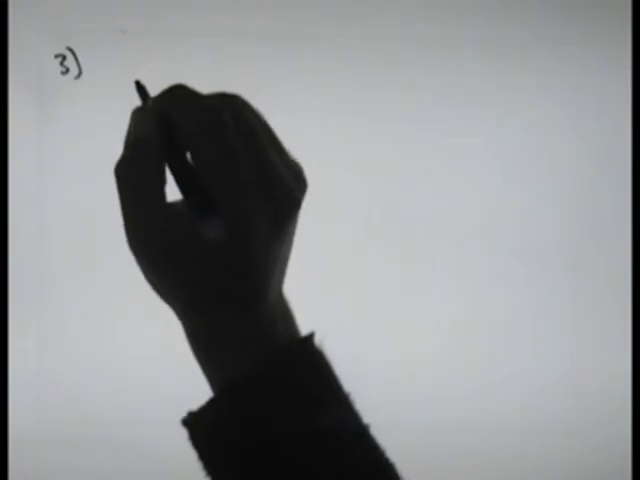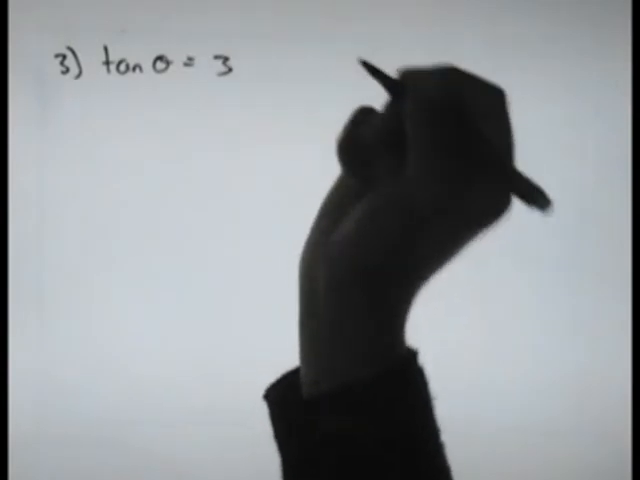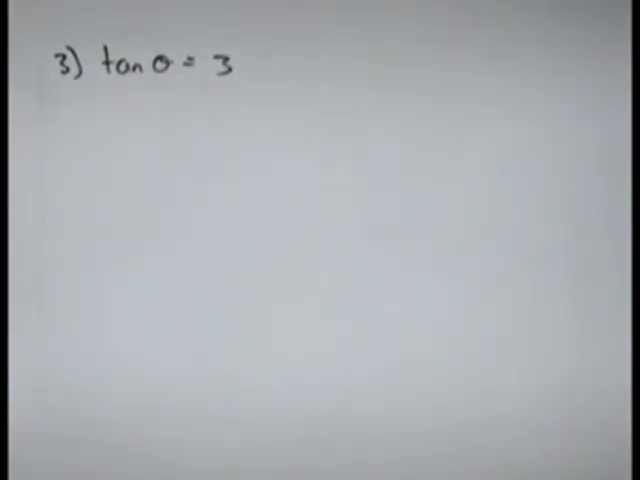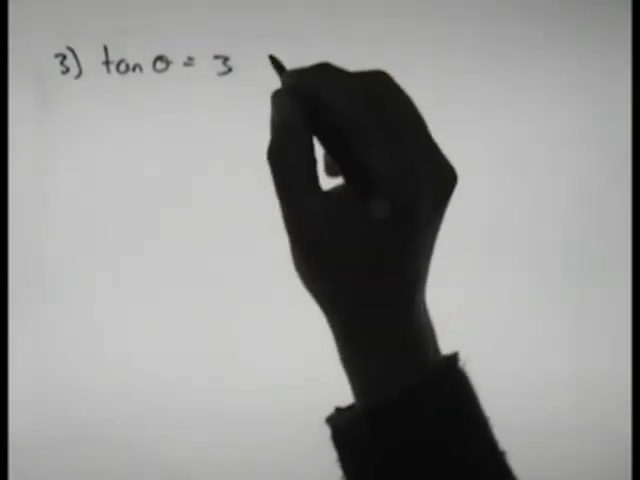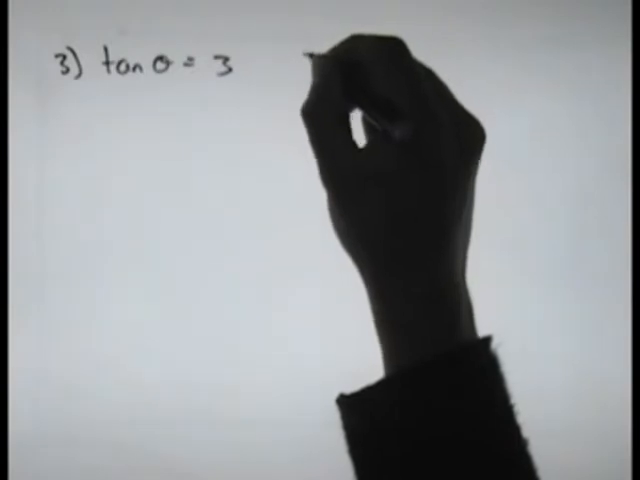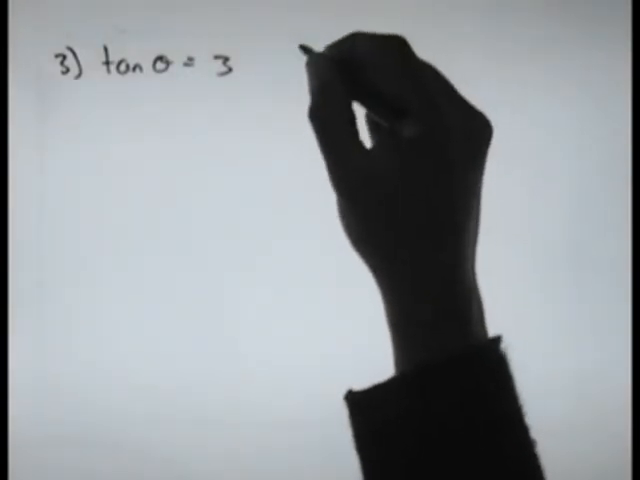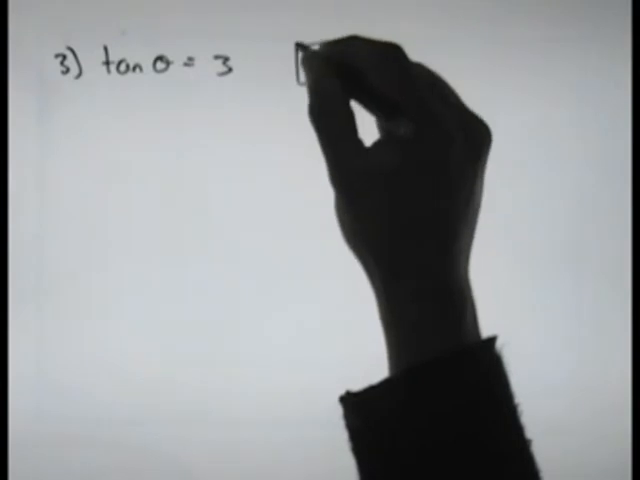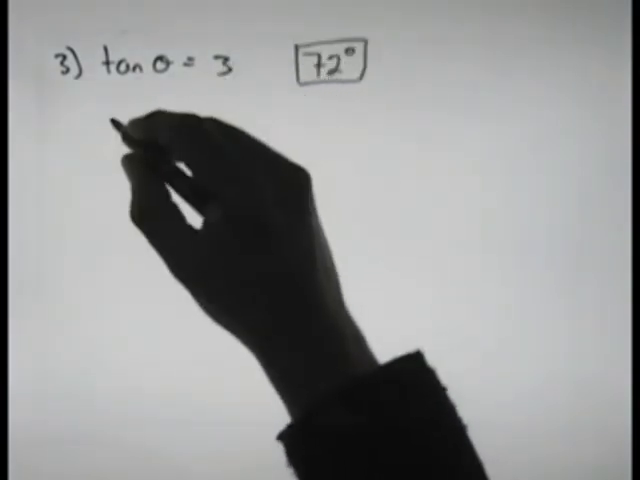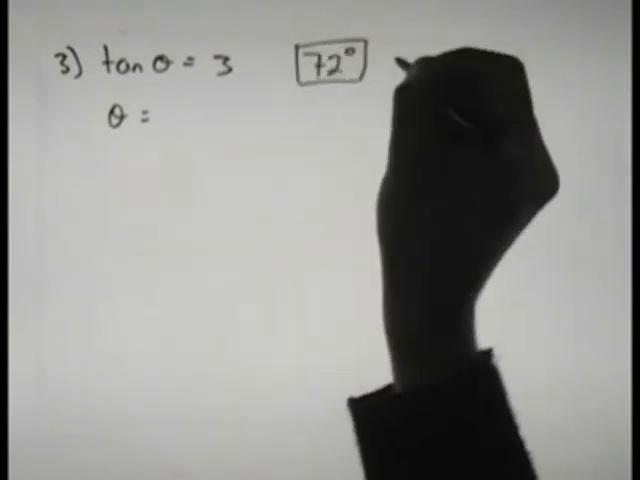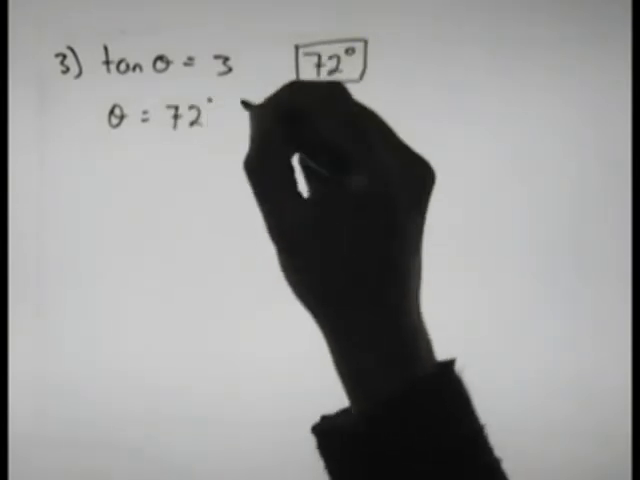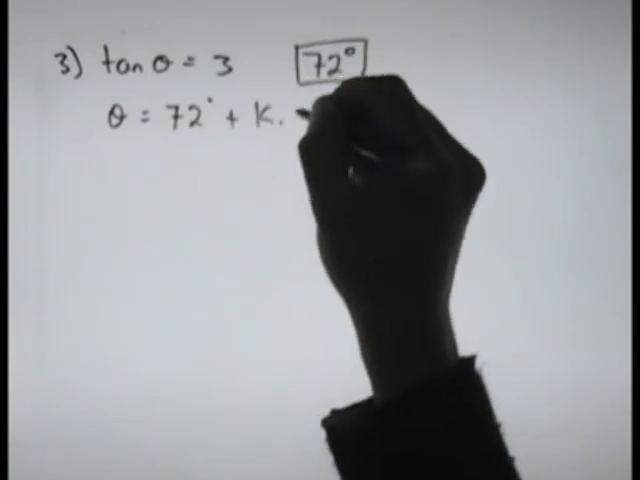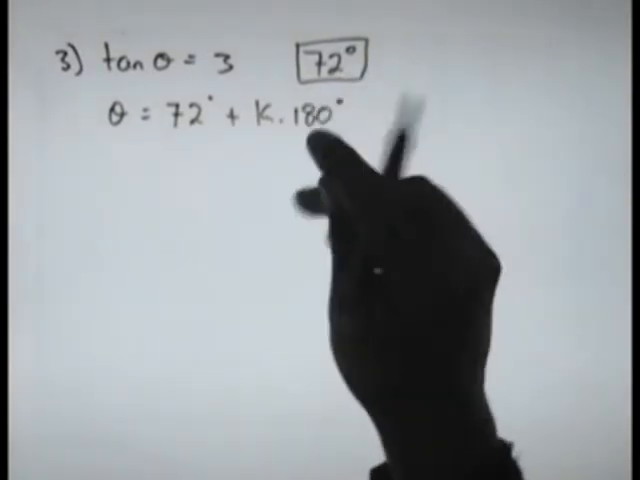Number 3 says tan of theta is equal to 3. If I use my calculator, the inverse function tan of 3 is going to give me, rounded off, 72 degrees. And this is my reference angle. Now, because tan is positive, it means that theta is either in the first quadrant, so it's going to just be 72 degrees plus k times 180 degrees.